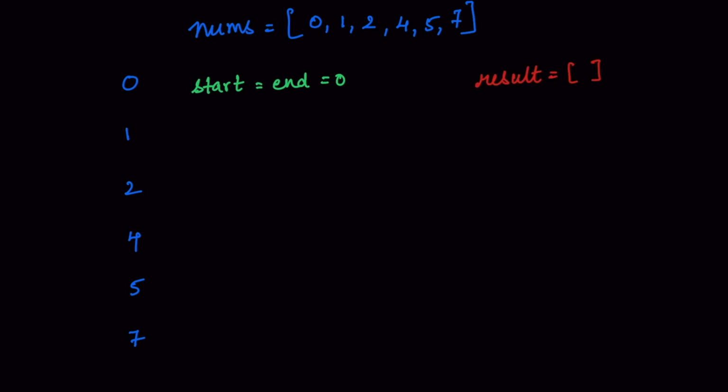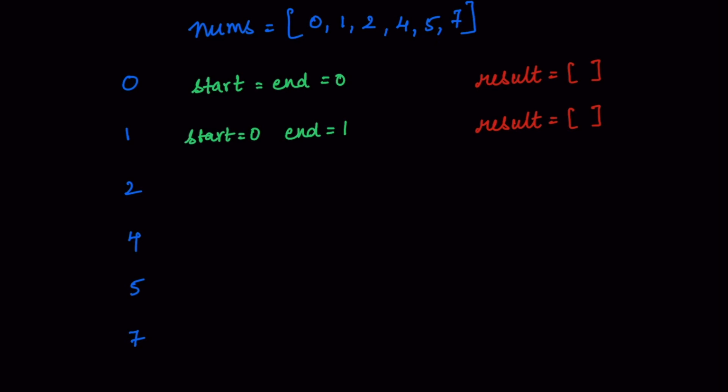Then going to the next step, when we go to index position 1, we will be comparing the difference of index position 1 with index position 0. The difference is 1, so there is a range being formed. In this case, we are only going to increment our end pointer. So our end pointer is incremented to 1, which indicates there is a range formed from index 0 to index 1. Our result is still an empty list.